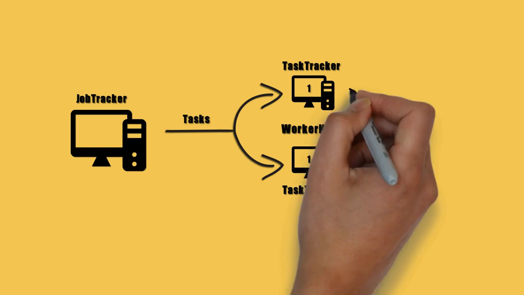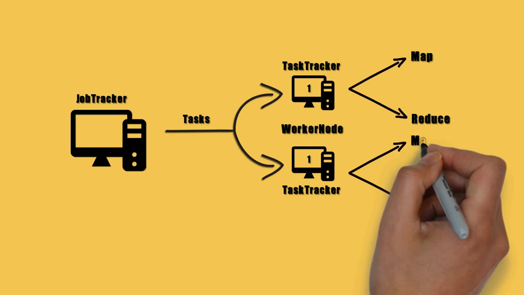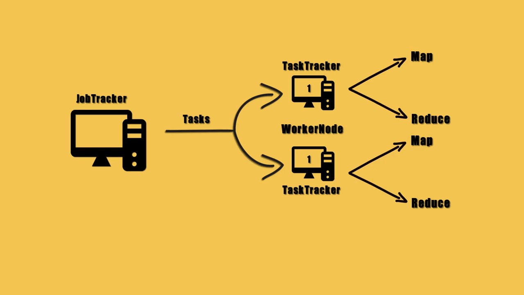Within each task tracker, there are a number of map and reduce slots. These map and reduce slots together are referred to as task slot. The number of map and reduce slots determine how many map and reduce tasks can be executed simultaneously.